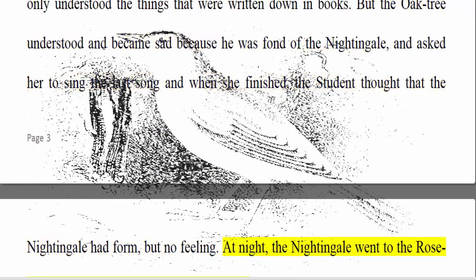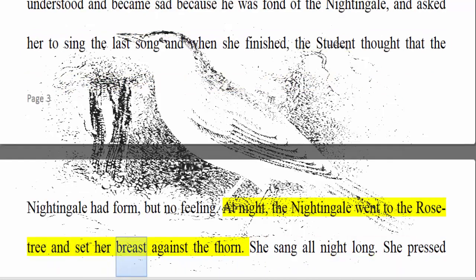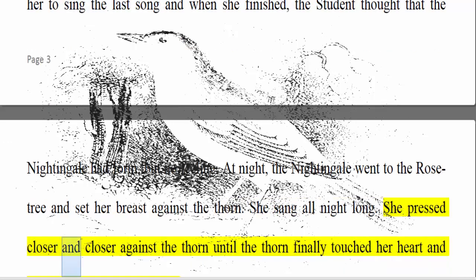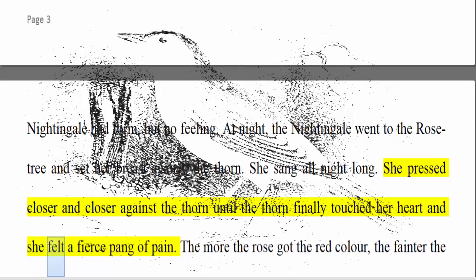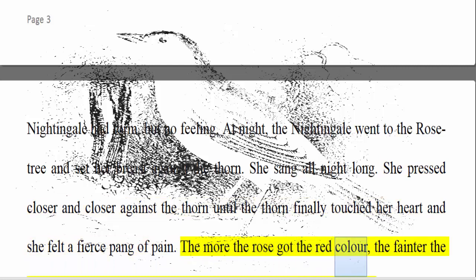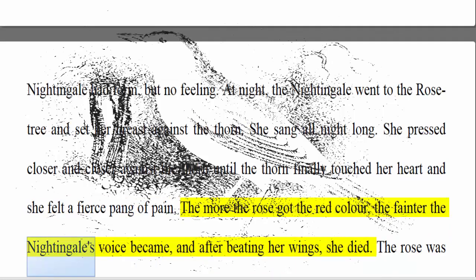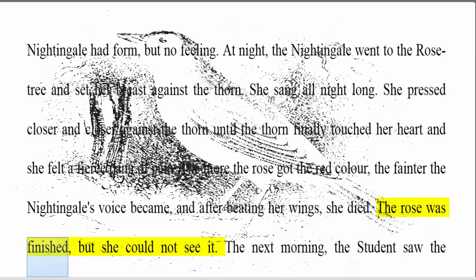At night, the nightingale went to the rose tree and set her breast against the thorn. She sang all night long. She pressed closer and closer against the thorn until the thorn finally touched her heart and she felt a fierce pang of pain. The more the rose got the red color, the fainter the nightingale's voice became, and after beating her wings, she died. The rose was finished, but she could not see it.